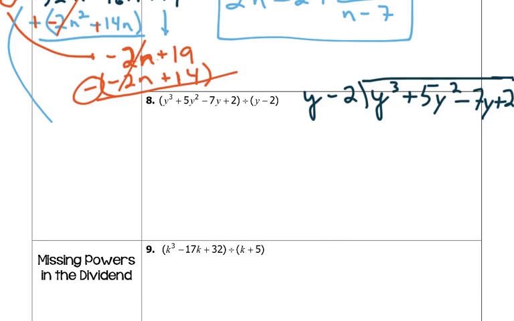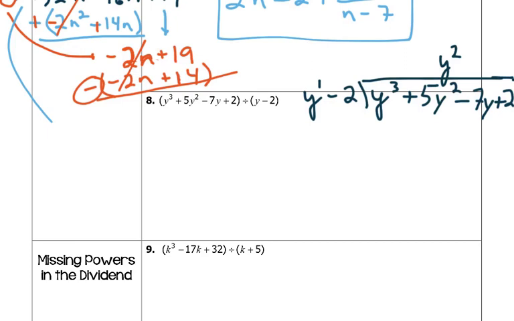All right. So first thing we need to do is divide. We're going to divide y to the third over that, so we end up getting y to the third divided by y to the first. When we get that, we get y squared. So we're going to put a y squared up here.